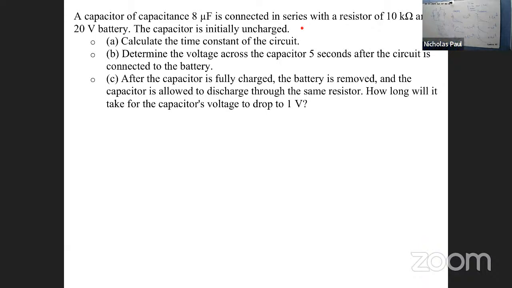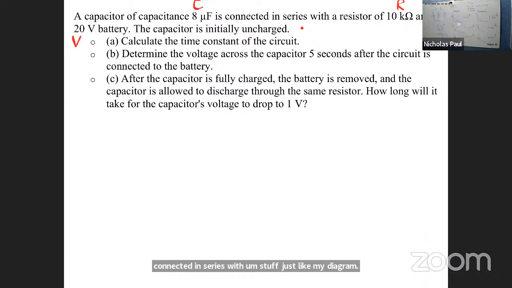Alright, ready? Take a little read. A capacitor, capacitance 8, right? I just put in a little letter by it so we know what it represents. It's connected in series with a resistor, just like my diagram, and a voltage battery, right? The capacitor is initially uncharged.